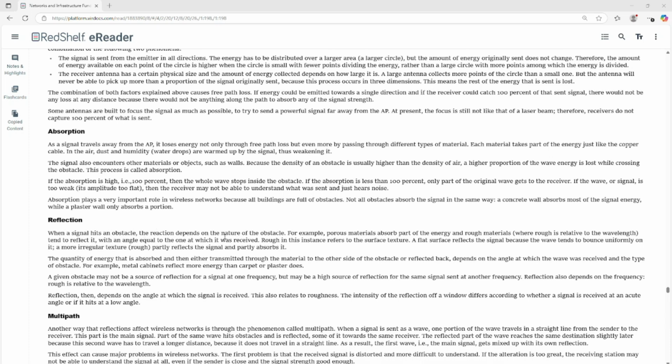The reaction depends on the nature of the obstacle. Yep, you're right. So it just depends. In this case, we're talking about porous materials that absorb part of the energy, and rough materials. So they tend to reflect it with an angle equal to the one at which it was received.